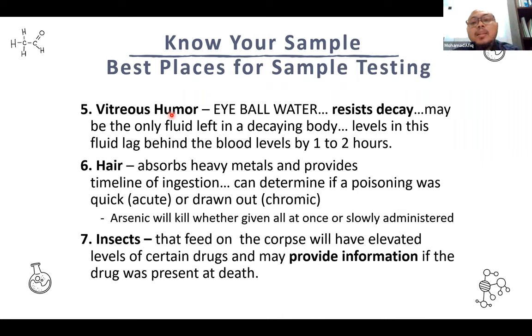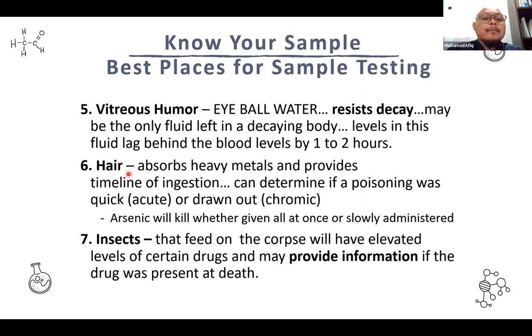For example, after 72 hours, a lot of things have dried inside of our body, including the blood. So the liquid inside of our eyeball can be used to determine the amount of toxicant, drugs or poison, whatever it is. For example, I give you this situation: the body is found after 72 hours, what kind of sample should you collect? The best answer is vitreous humor. All right, that is one of the examples.